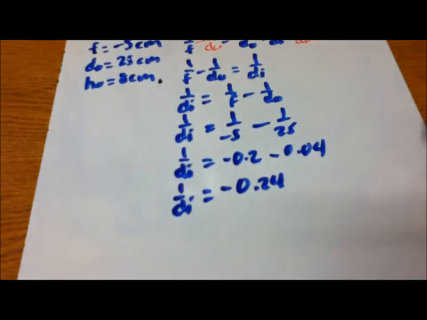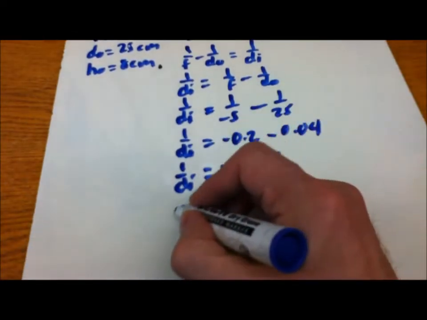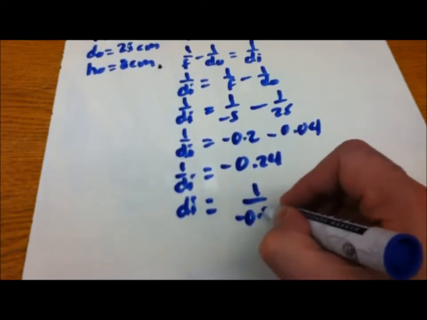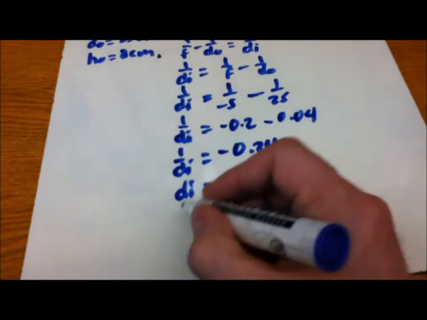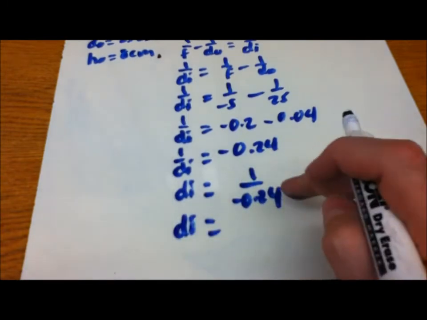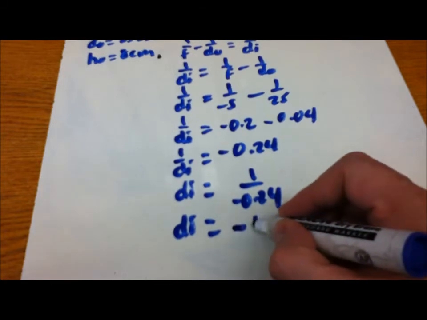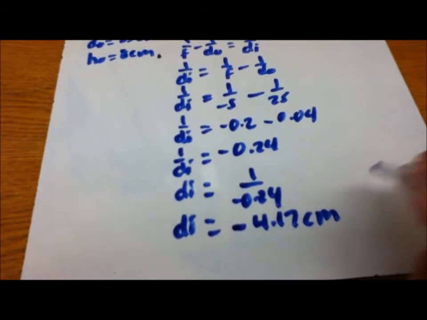0.24. Do the inverse of that, and you're going to get a value of DI equals 1 over minus 0.24, and then DI, divide 0.24 into 1, keep the negative sign, and you get an answer of minus 4.17 centimeters.